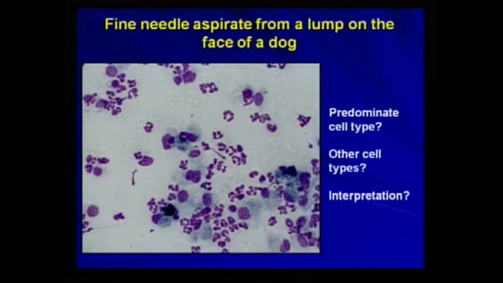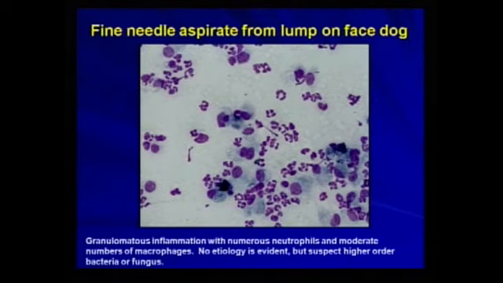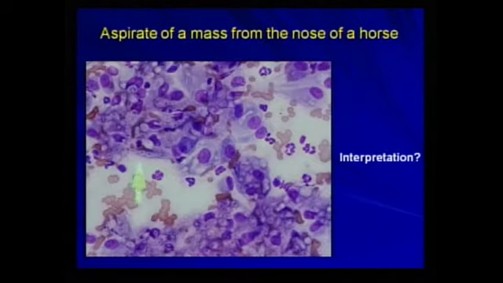pyogranulomatous inflammation. And at this point, it would be important to start looking for a cause, realizing that a lot of times you will not see the cause, but we certainly have to look. And we'll break out some of our special stains if we have to. Hopefully we can see it without too much work. This particular case did not show any evidence of anything, but at least we are thinking in the correct way. This one is from the nose of a horse.